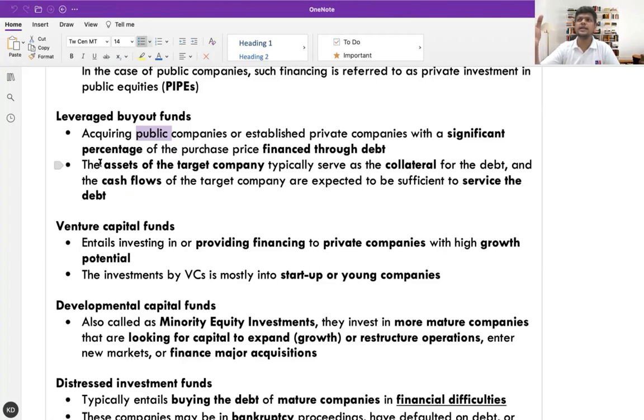Right? Why are they doing that? Because they feel the company has huge assets which can be utilized as collateral to borrow, or the company has enough cash flows through which we can service the debt. Correct? That's why we call it LBO, leverage buyout. Clear?